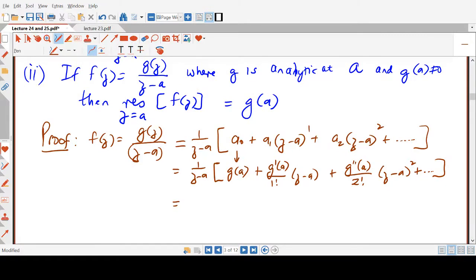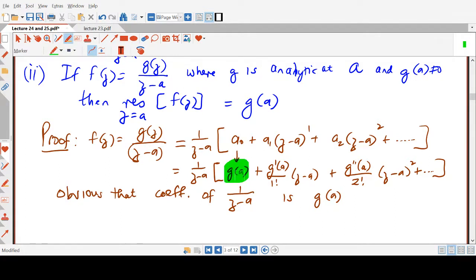So, I'll just write, it's obvious that the coefficient of 1 over z minus A is g of A. It's this guy here. All the other ones will do some cancellation. This will cancel with that. This will go here and make this a 1. The next one will become 2. Only one term of 1 over z minus A, and in front of it will be g of A. That's easy.